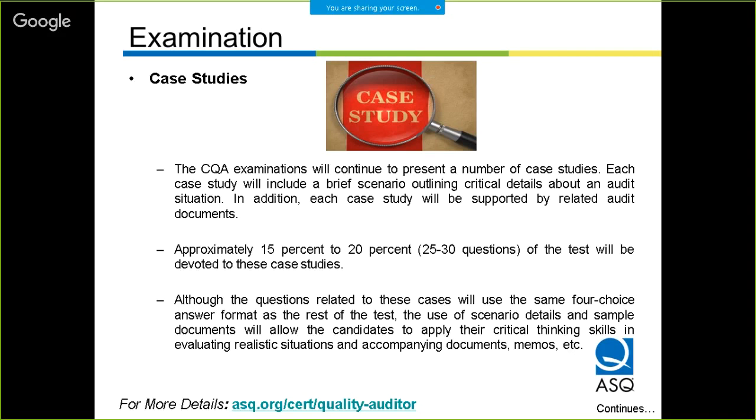Although the questions related to these cases will use the same 4-choice answer format as the rest of the test, the use of scenario details and sample documents will allow candidates to apply their critical thinking skills in evaluating realistic situations and accompanying documents, memos, etc.